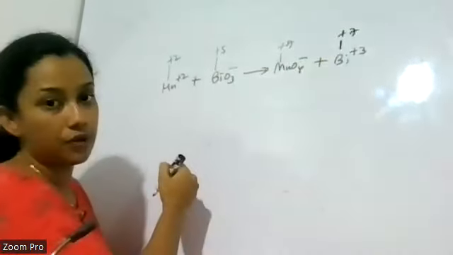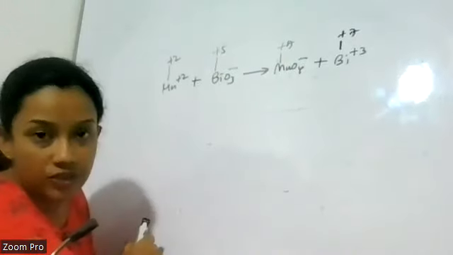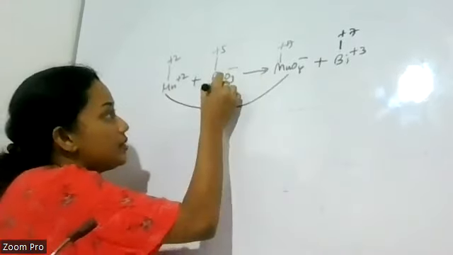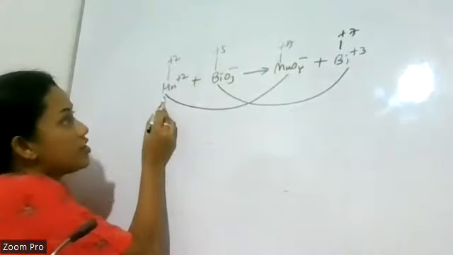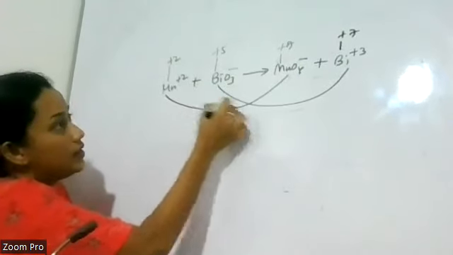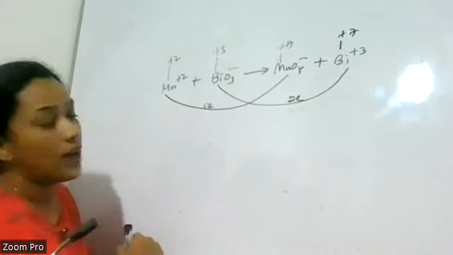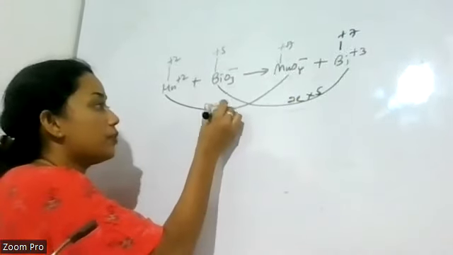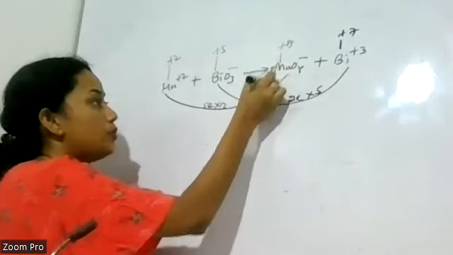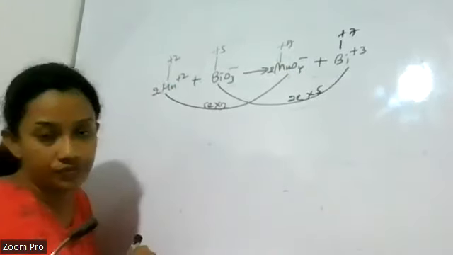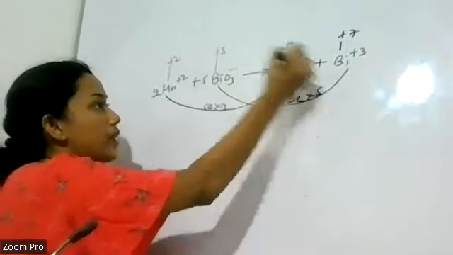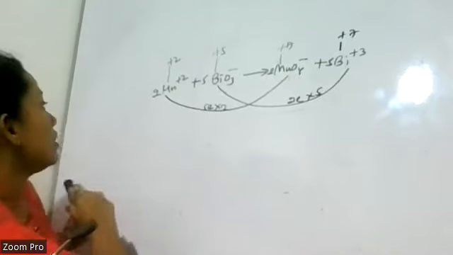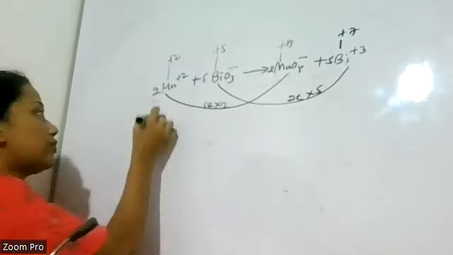Then what do we have to do? Identify the oxidizing and reducing agents: manganese and bismuth. And how many electrons? 5 electrons here, 2 electrons there. To balance electrons, the 2 should be multiplied by 5 and the 5 by 2. That means 2 here and 2 here, 5 here and 5 here. Then we have to balance charges. 2 into 2 means plus 4.